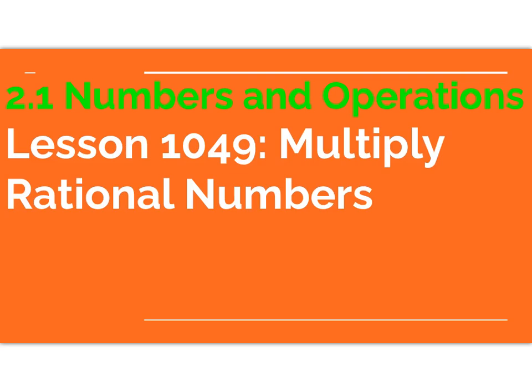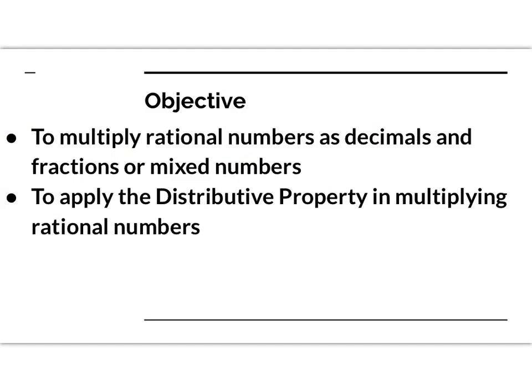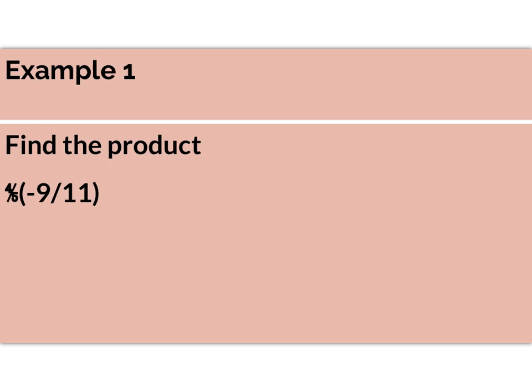Welcome to Lesson 49, Multiply Rational Numbers, a lesson in Numbers and Operations. Our objective and our first example. There are no rules and notes on this one, so let's just jump right into it. So 4/5 times 9/11.